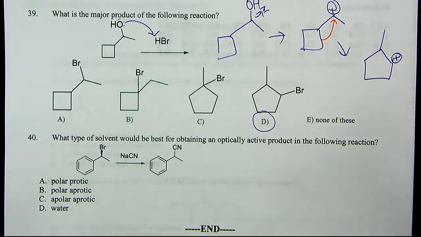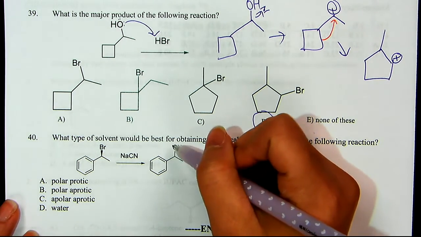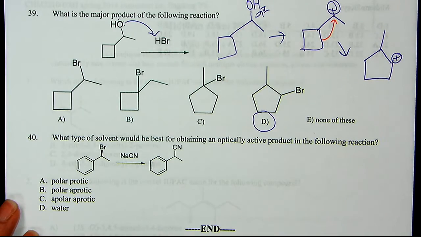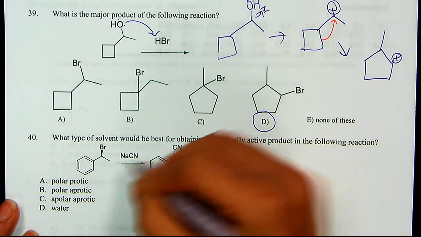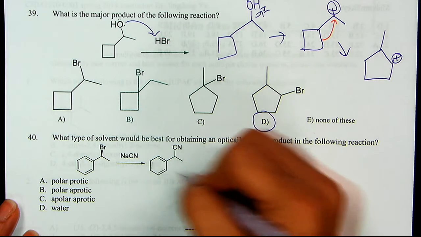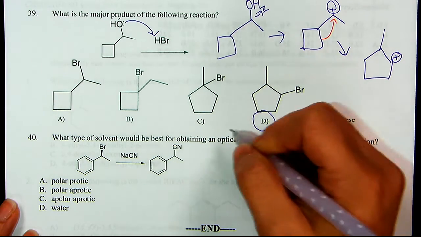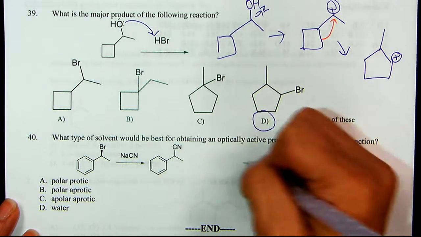Okay, number 40. So which type of solvent would you use for this compound? If you look at it, we have a solid line, which means the SN1 reaction, or sorry, SN2 reaction, because it's going to be dash, solid, I think it should be dash. We only get one compound, so you get dash.